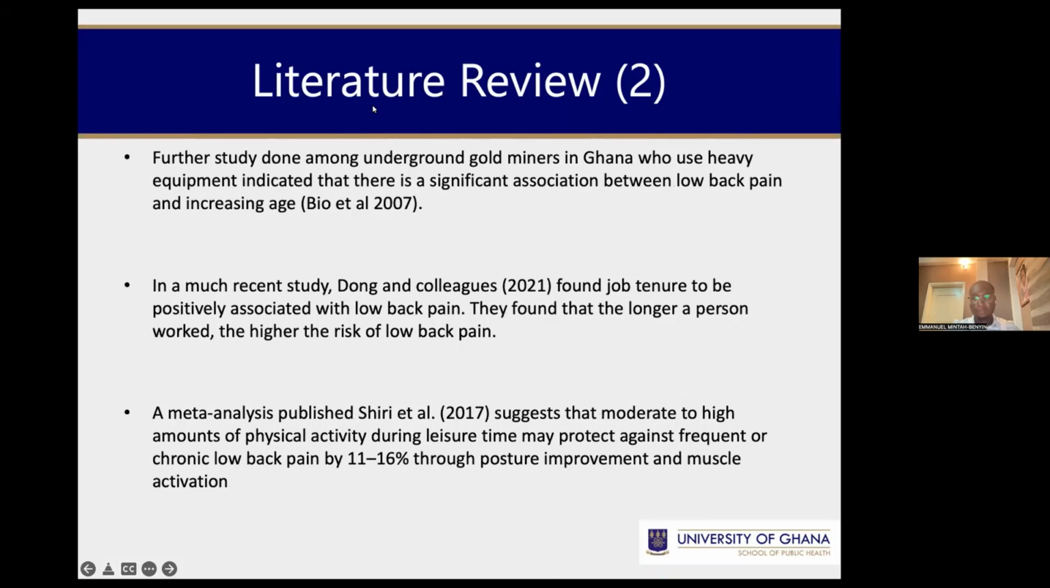Studies of those who use heavy equipment indicated that there is a significant association between low back pain and increasing age. In a much more recent study, job tenure was found to be positively associated with low back pain. They found that the longer a person works, the higher the risk of low back pain. A meta-analysis suggested that a moderate to high amount of physical activity during leisure time may protect against frequent or chronic back pain by 11 to 16% through posture improvement and muscle activation.